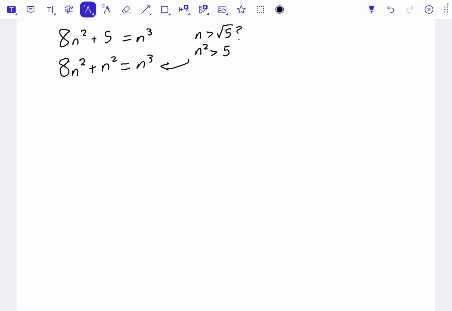But it gets better, cooler. We don't even have to make a separate guess that n is greater than root 5. n being greater than 5 also implies that n squared is greater than 5. Like, you're just squaring it. Yeah, it still works either way.